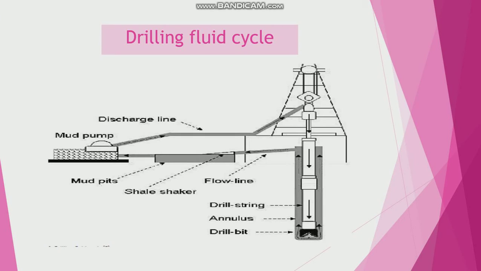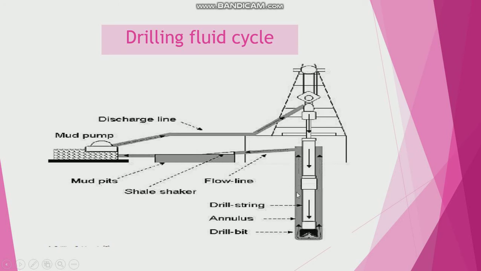First, we will explain the circulating system, or drilling fluid cycle, or how the mud passes from the mud pits to the well. The mud is pumped by mud pumps from the mud pits through the standpipe and fluid spout, swivel, kelly, drill string, and finally to the drill bit to cool and lubricate the drill bit.